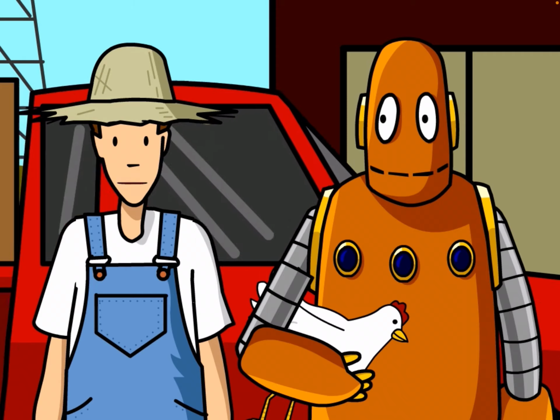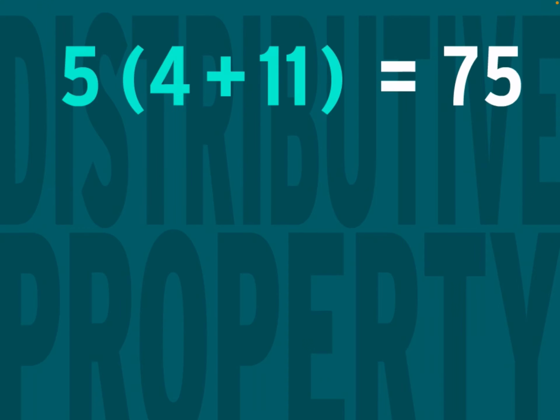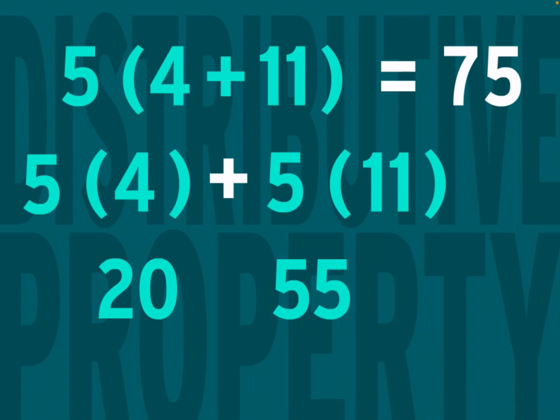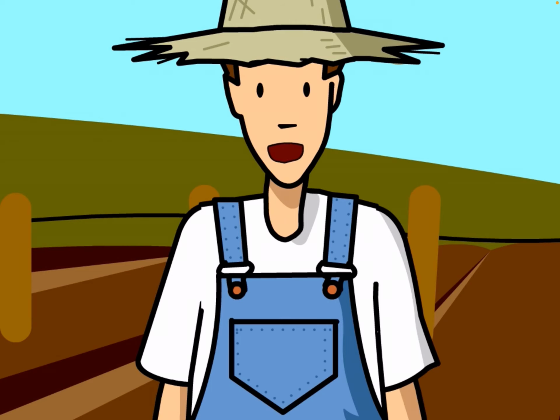But say you don't have a calculator handy. According to the distributive property, 5 times the quantity of 4 plus 11 is the same thing as 5 times 4 plus 5 times 11. This makes it much easier. 5 times 4 is 20, and 5 times 11 is 55, and 20 plus 55 equals 75. So both methods get us 75 as the answer. We just use the distributive property to figure it out without the calculator.